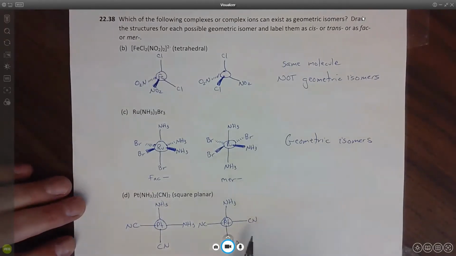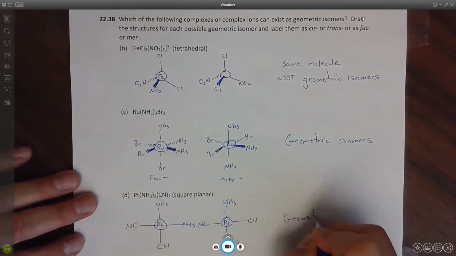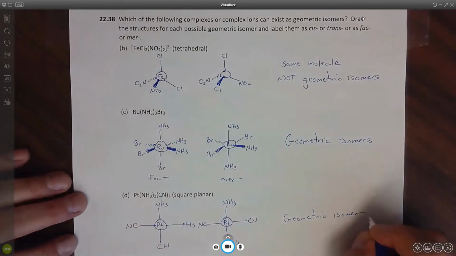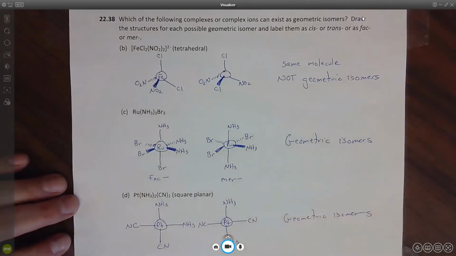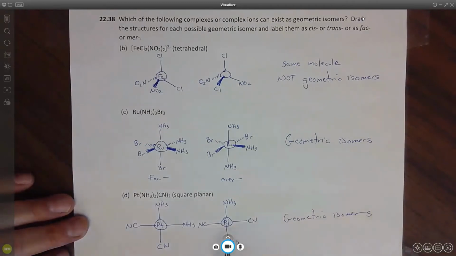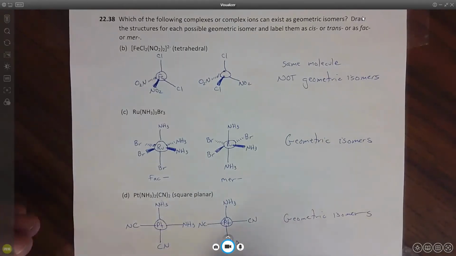So again, since the platinum is connected to the same donor atoms in both structures, we know that this is going to be a stereoisomer, and more specifically, it is going to be a geometric isomer. Okay, so these are geometric isomers. And if they're geometric isomers, they could either be FAC-MER or trans-cis. Now, in the case where we have a metal and then two ligands of one type and two ligands of another type, that means that this is going to be a cis-trans.